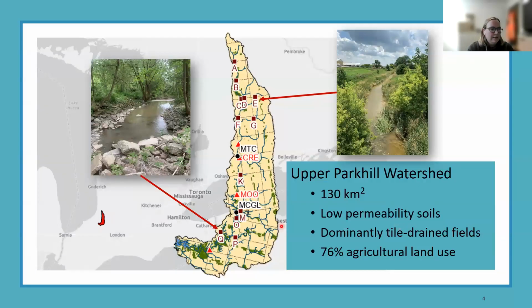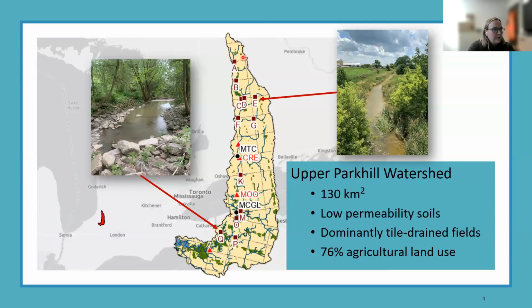The study watershed is the Upper Parkhill watershed in southwestern Ontario in the Ausable Bayfield Conservation Authority. It's mostly agricultural fields, with 75% of those fields tile drained. Sampling and studying the watershed started back in 2016, so there have been a few different modeling and monitoring papers and presentations, I think a few at this workshop in the past couple of years, but I'm just focusing on our recent work and publication for this watershed.